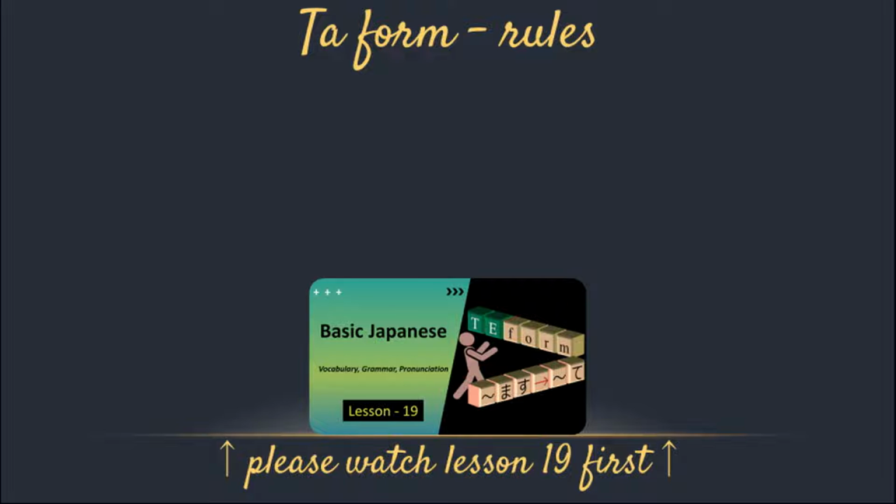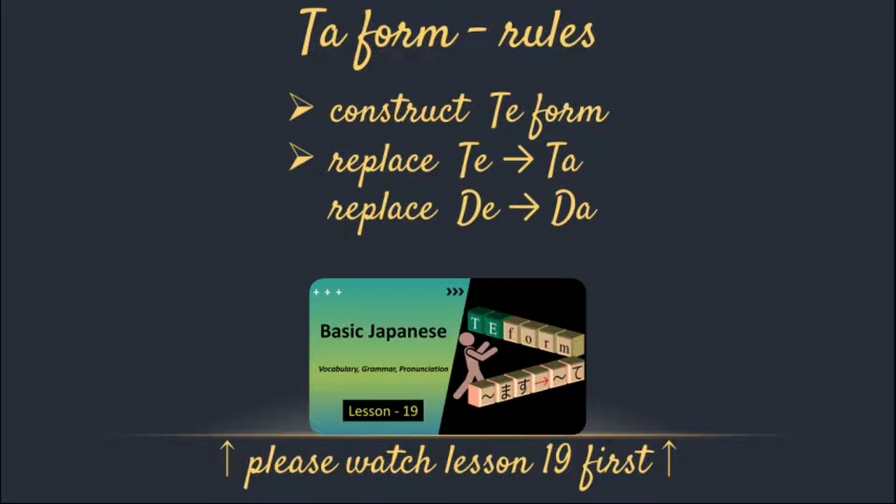We will follow two steps. The first step is to construct the te form of verbs. And the second step is to replace te with ta. If the te form of verbs has de at the end, then we will replace de with da. It is as simple as that. Let me give you a few examples and the construction will become clear.